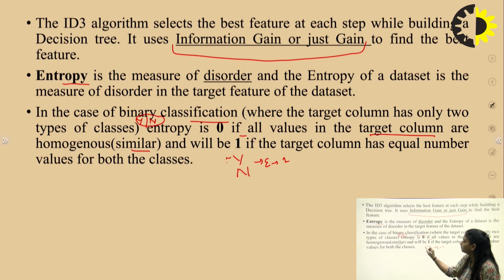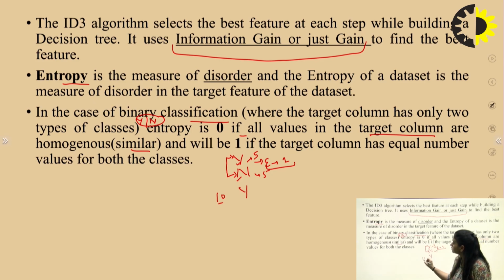The number of occurrences of yes and no are the same. Suppose yes is occurring 5 times, and no is occurring 5 times. So the entropy will be 1. But when for all the 10 rows, we have an entry called yes, then the entropy will be 0 because there is no uncertainty as such. So this is how we define it.